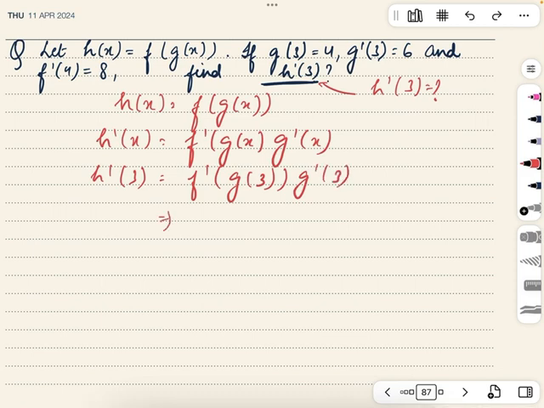Plug in the values. f dash of, g of 3 is 4, times g dash of 3, which is given as 6. So now f dash of 4 we have is 8. 8 times 6, 48 is the answer.